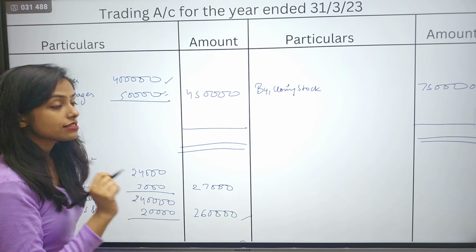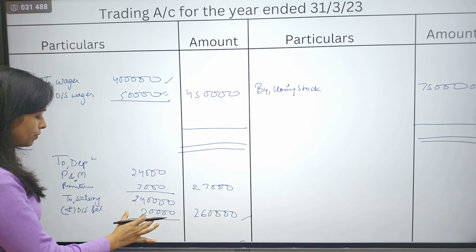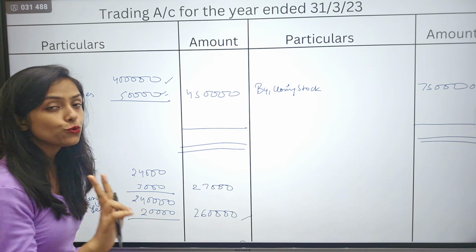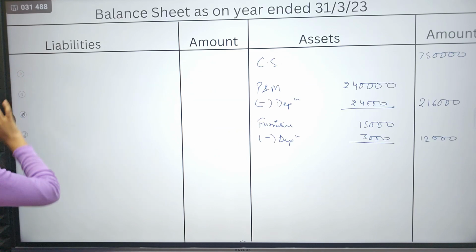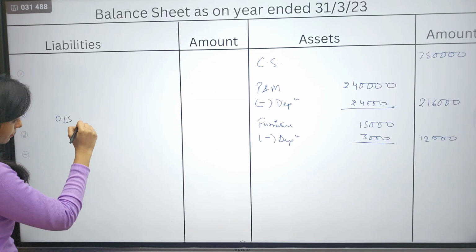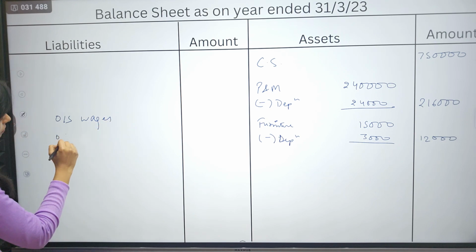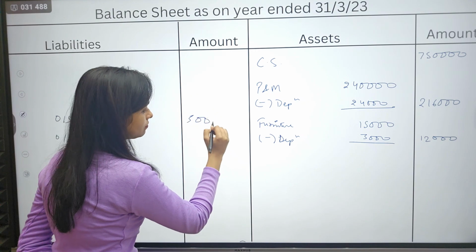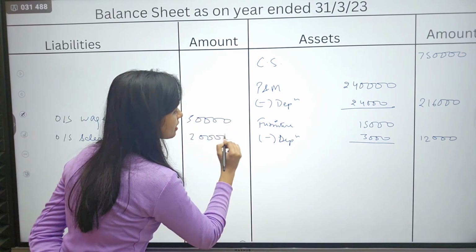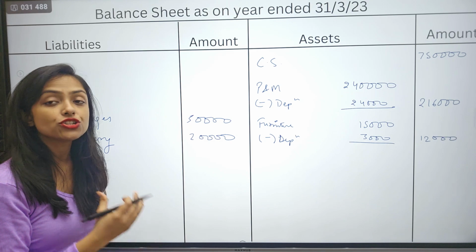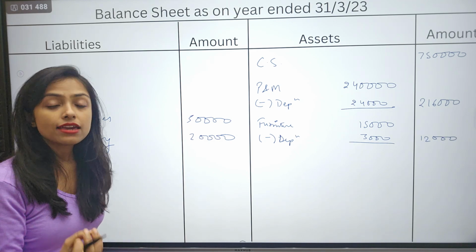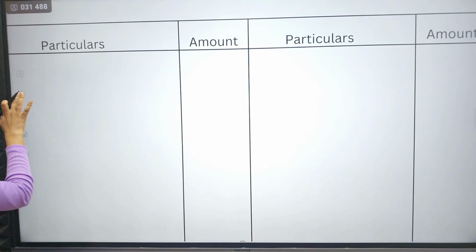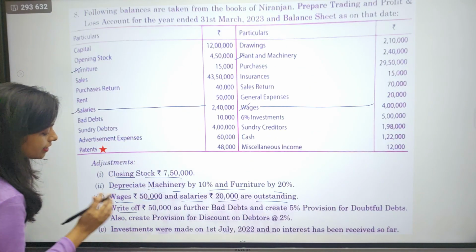So I have written it only once. But this 50,000 rupees and 20,000 was outstanding. It was written outside the trial balance. So I am going to adjust it at two places. What is going to be the second place? Outstanding wages is 50,000. Now outstanding salaries was 20,000. I am going to write it as a liability in my balance sheet because this is something that I have to pay in future to my workers. Got it? Fine.